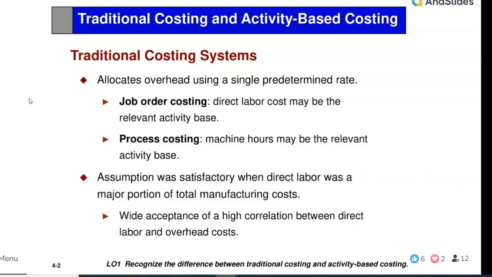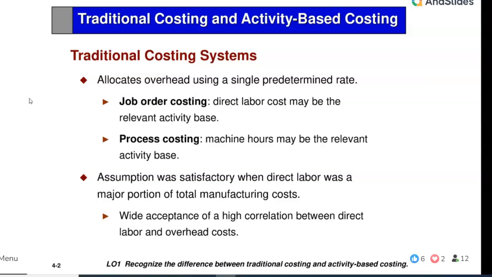That $1 million was incurred to manufacture all the products I manufactured during the year. So I want to assign to each product a fair share of that overhead. So bigger products would pick up a bigger amount if they use more labor or more machine hours. That was the idea.